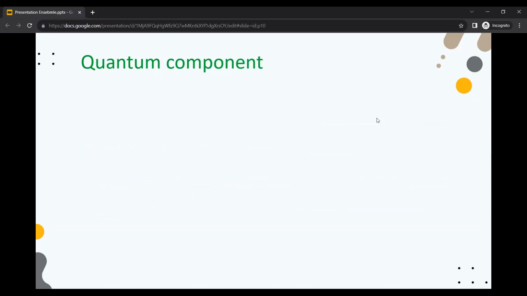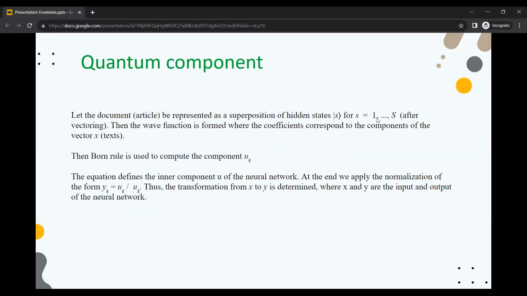And an important component to improve and to include in our potential classifier is the quantum component. It's a quantum-inspired component that can be used in classical computations. So let's say a document can be represented as a superposition of hidden states. Then we can create a special wave function where the coefficients correspond to the components of the vector x. Then we use the Born rule from quantum mechanics to compute the quantum components U. And finally, we use special equations that define the inner component of the neural network. And after applying normalization, we receive our Y values, and we define the transformation from X to Y.